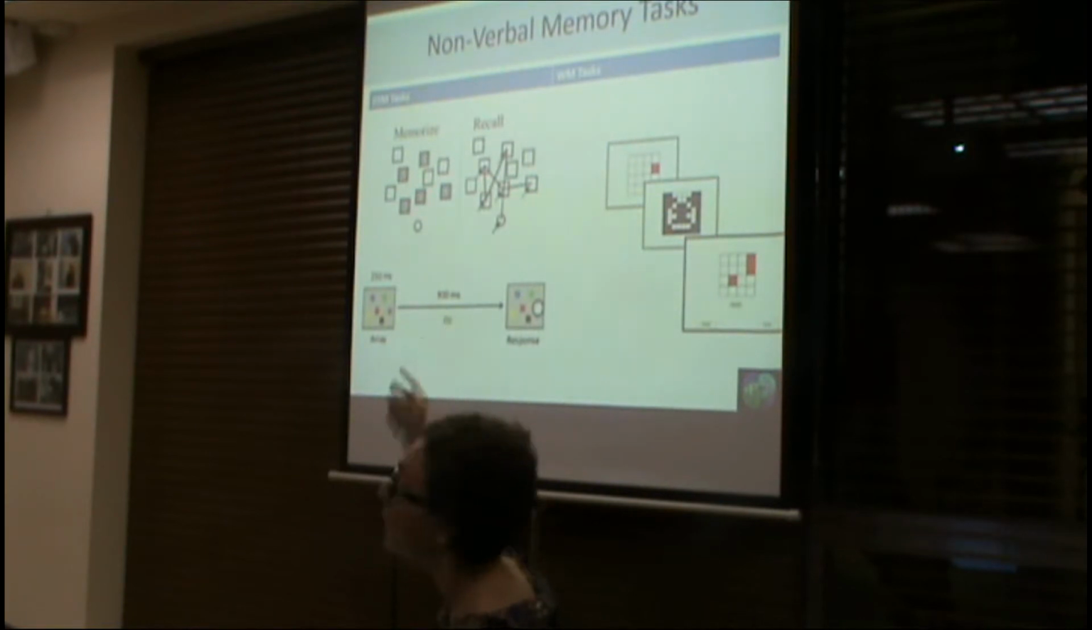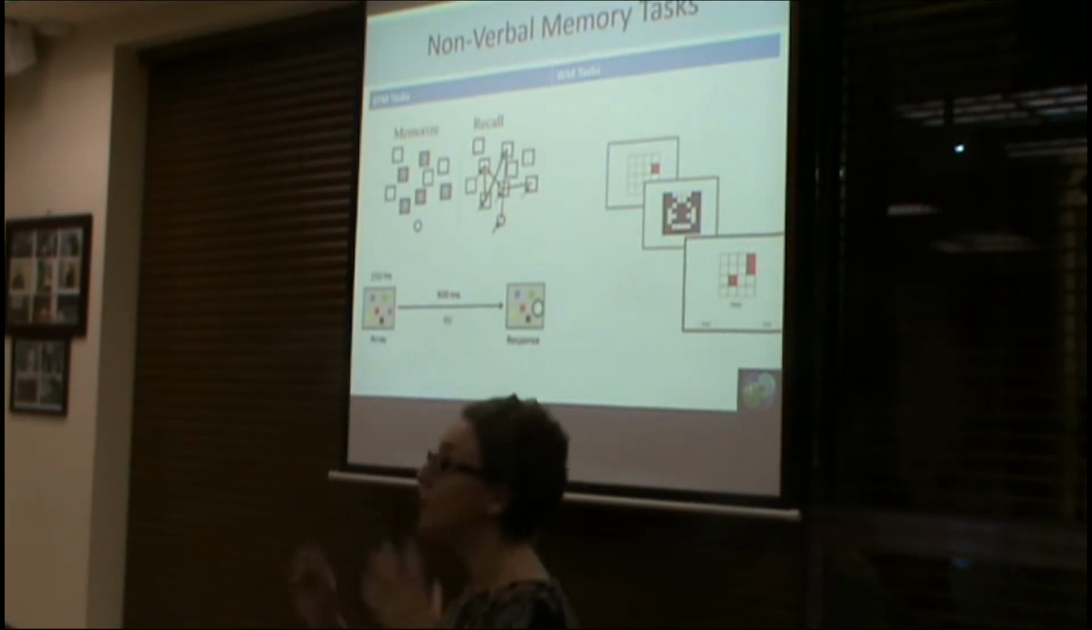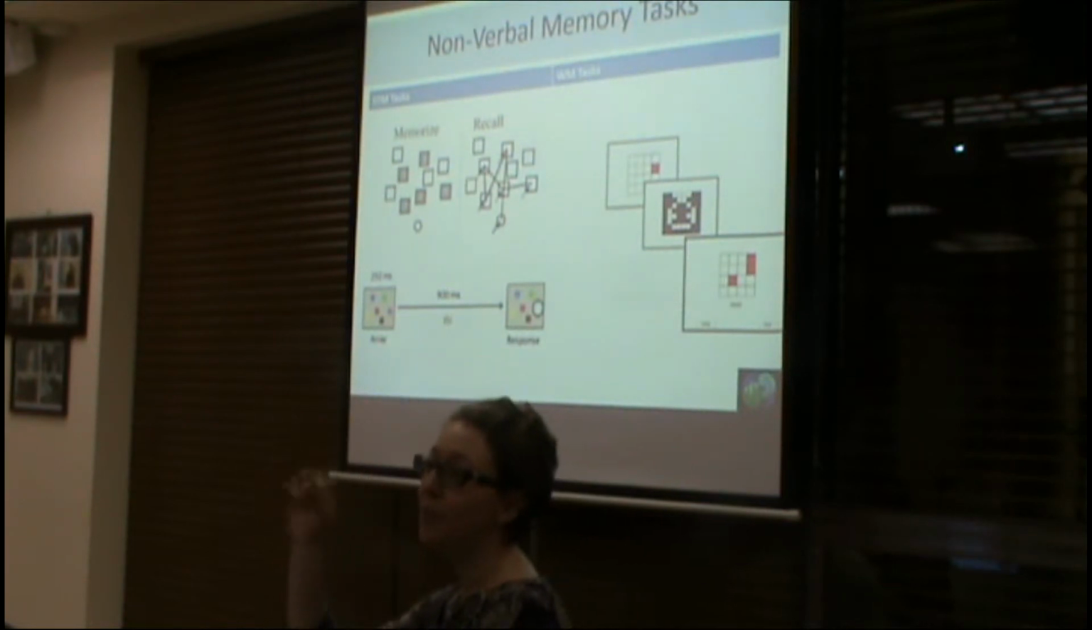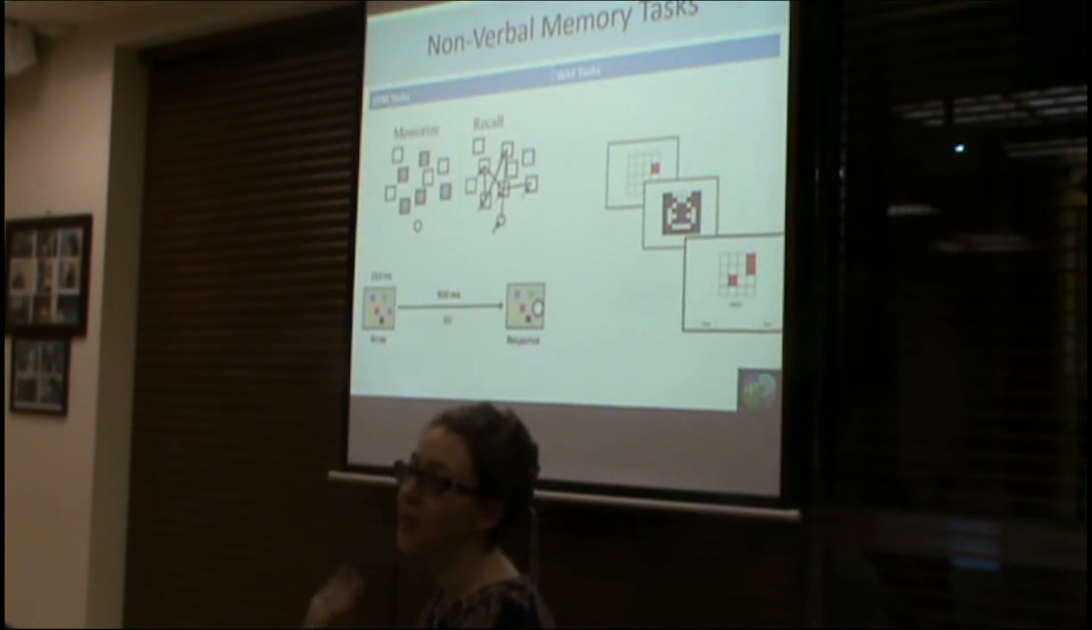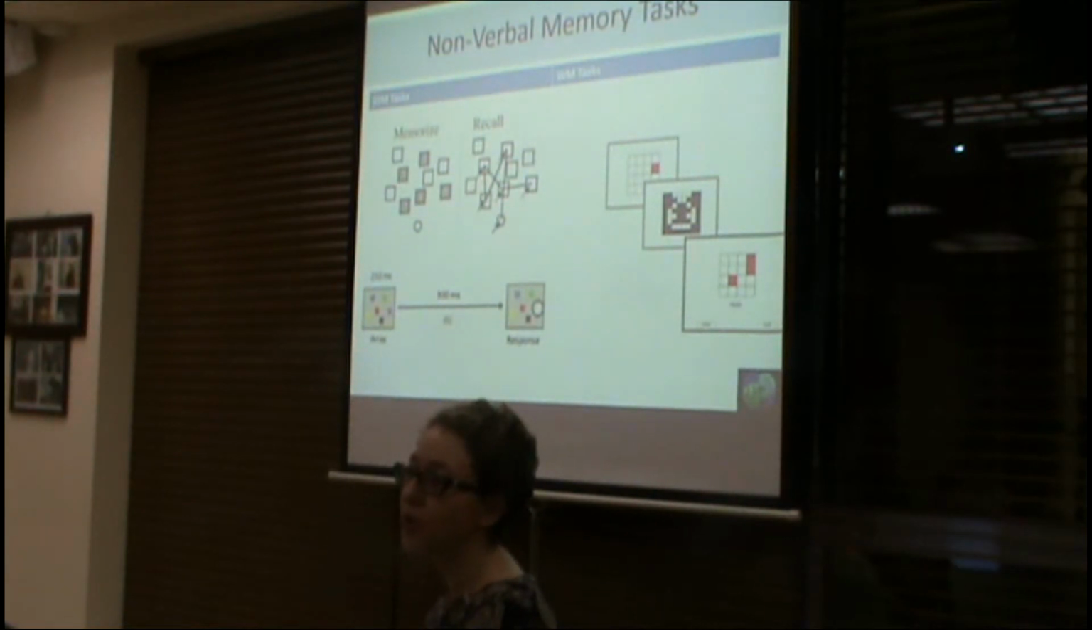So the first one is called the Corsi blocks. We use it a lot with kids. It's a spatial task. The way that it works is that you see locations on the computer screen that light up in a particular order, and then at recall, a child has to point to these locations on the screen in the same order as they've seen them, right? Short-term memory task, right? Spatial span type tasks. This is an example of a visual short-term memory task.